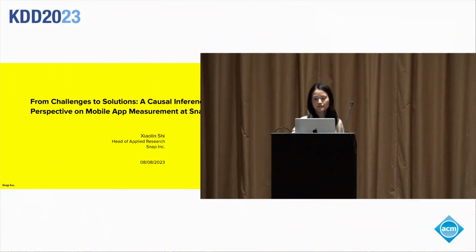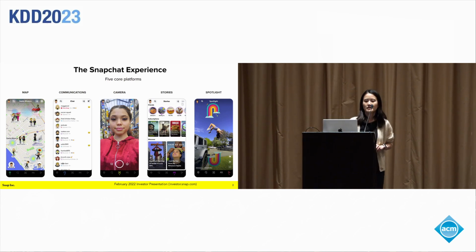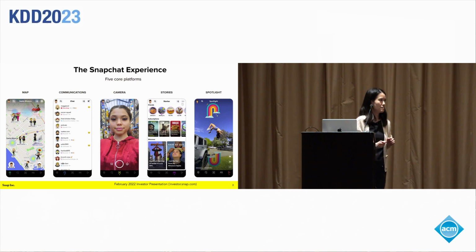So the title of the talk today is From Challenges to Solutions, a Causal Inference Perspective on Mobile App Measurement at SNAP. SNAP is the parent company of Snapchat. Snapchat is a mobile app that is pretty popular among young people, especially teenagers. Maybe some of you also use it, hopefully. And there are 5 core tabs in Snapchat, including map, communication, camera, stories, and spotlight.